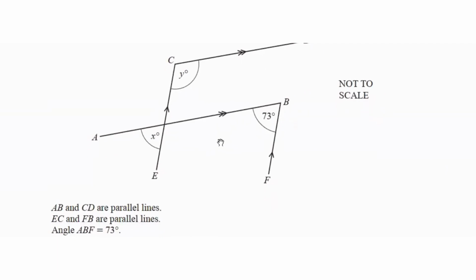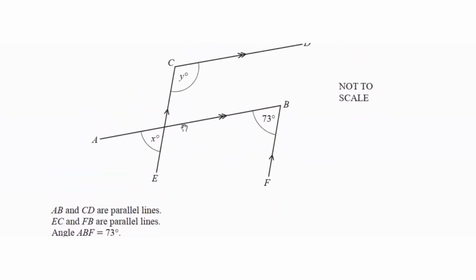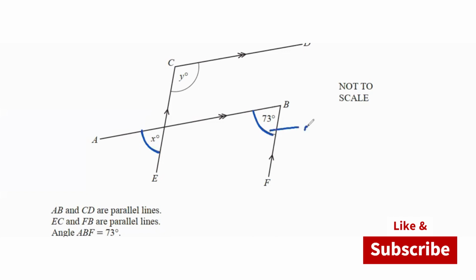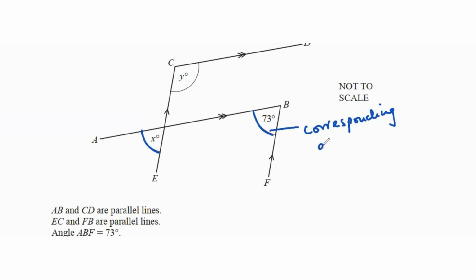Question 6 says, AB and CD are parallel lines. EC and FB are parallel lines. Angle ABF is 73. Find the value of X. So in parallel lines, there's a rule that corresponding angles are equal. This angle and this angle, these are corresponding angles. And since corresponding angles are equal, X is going to equal 73.